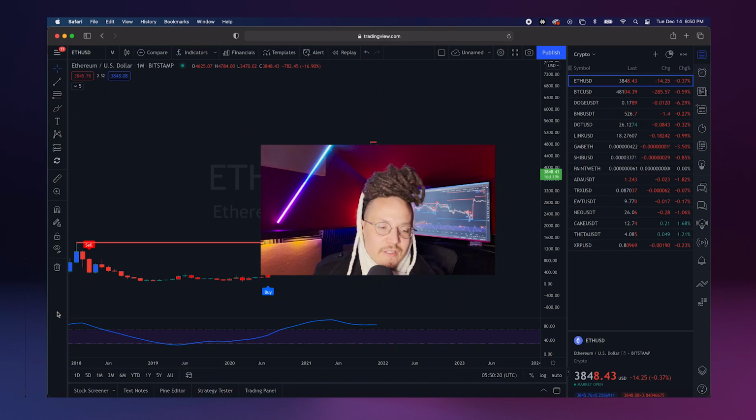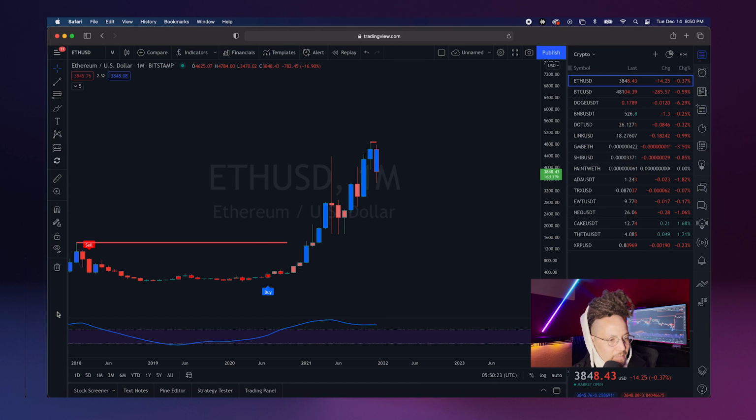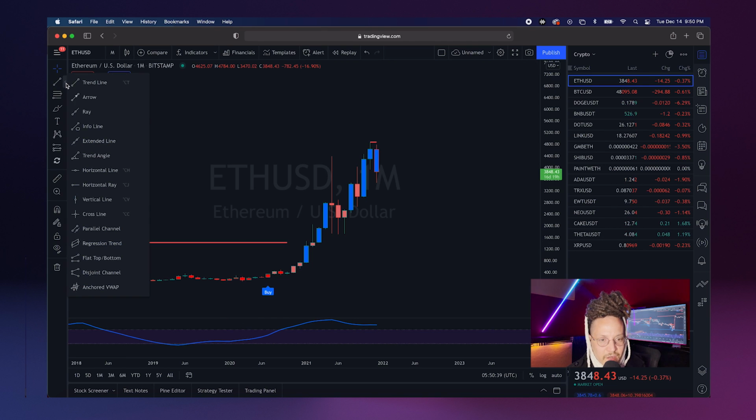All right, let's go ahead and dive into this. The first thing I want to go over is top-down analysis. What does that mean? That means going through all the time frames. Let's start with the monthly. We already have this zone that was created by Trusted Signals as an auto resistance line. So we're going to find areas like these and do the same.